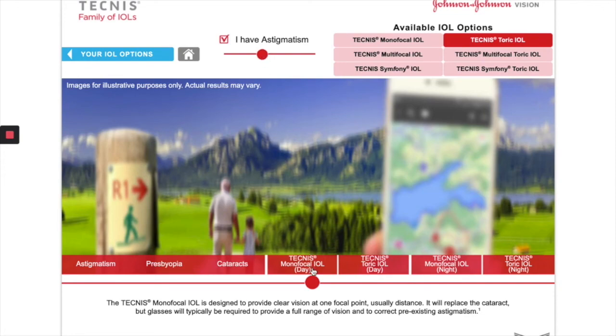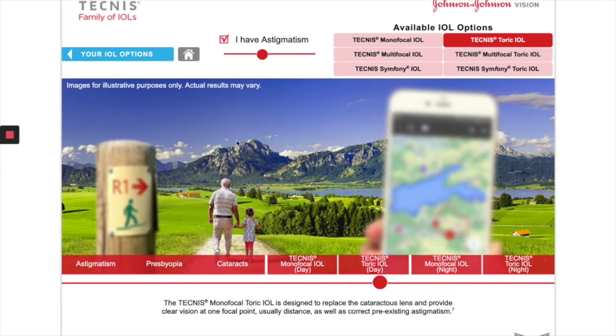So this is if you put the regular lens. Now, if you put the special lenses that correct astigmatism, let's see how it looks. You see how everything looks crisp and clear.